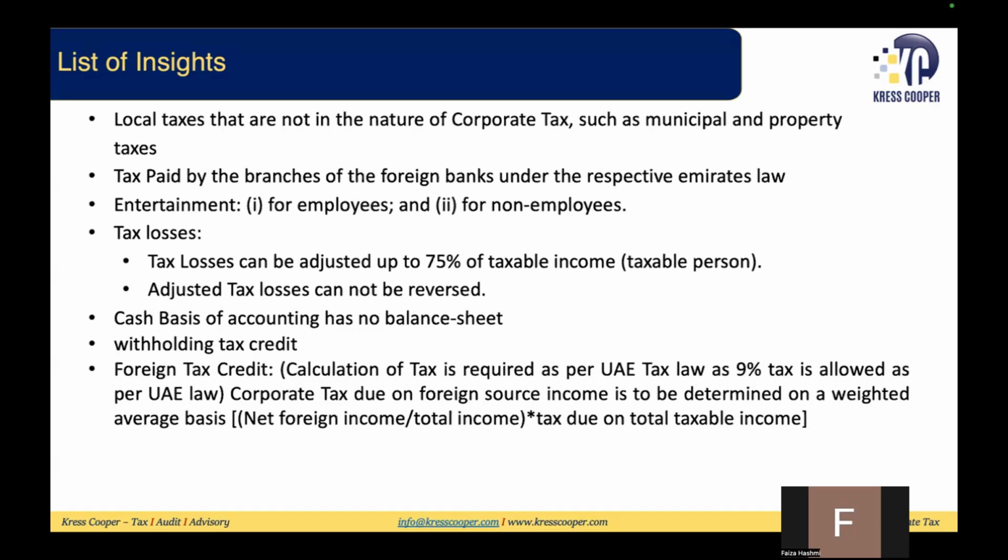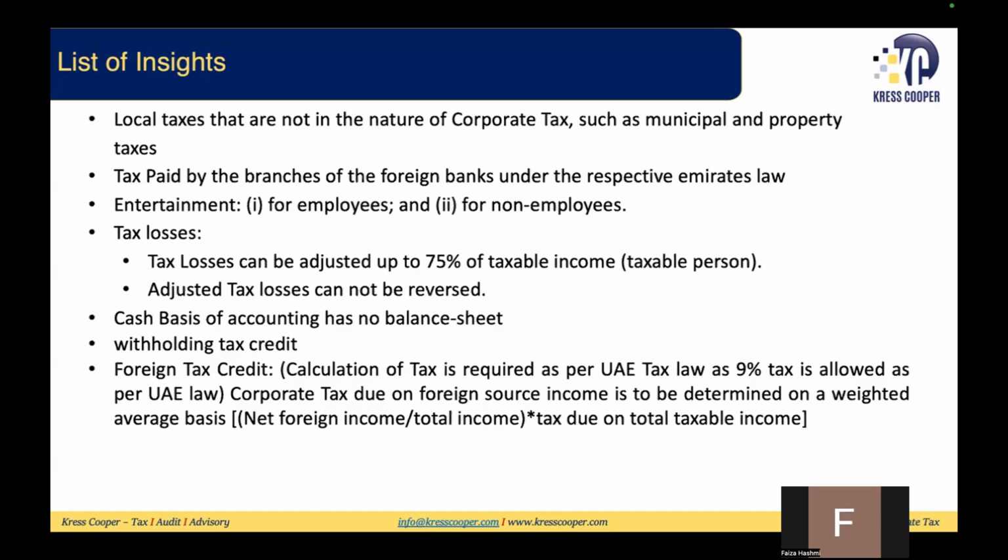Tax losses, as we discussed: you can adjust a maximum of 75% of your taxable income. The remaining 25% will be subject to tax. This might be the same taxable person, or the person to whom the losses have been transferred. For that person, income up to 75% can be adjusted, and the remaining 25% will be subject to tax.